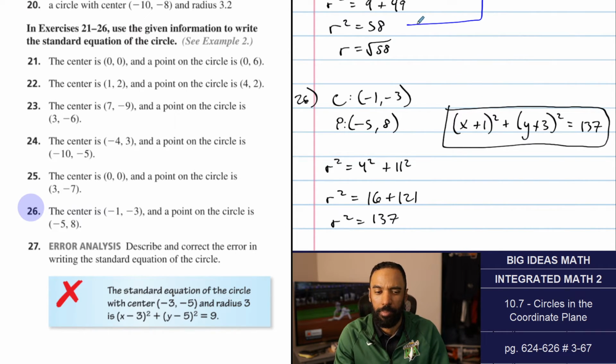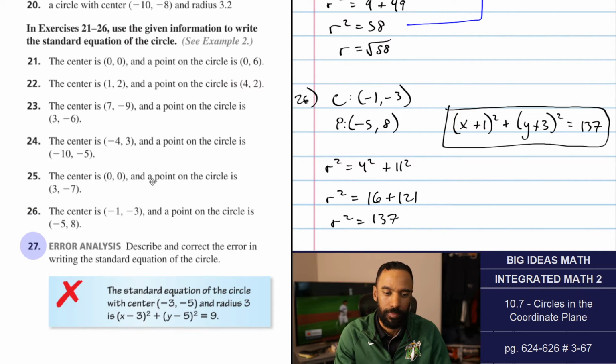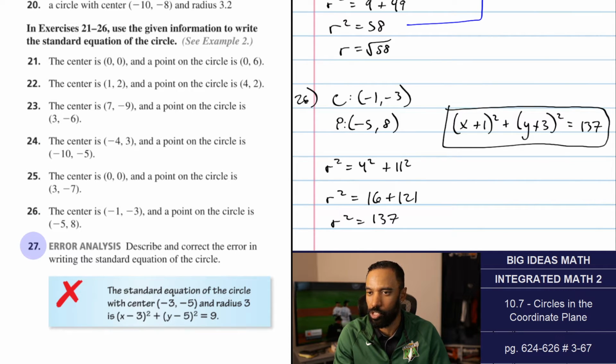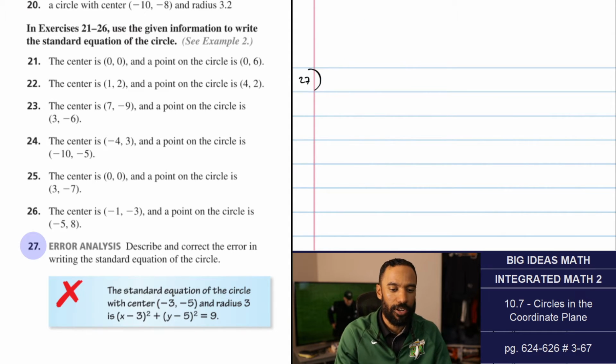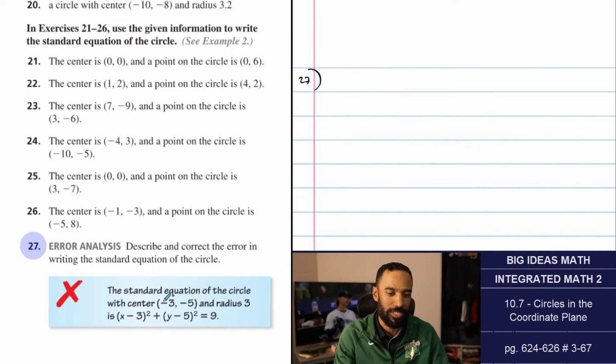37. I think that might be a prime number as well. Okay, number 27. Describe and correct the error in writing the standard equation of the circle. I'm guessing they didn't square their r value. Let's see. Or they didn't flip a sign. 27. So the standard equation of the circle of -3. Oh, yeah, they didn't flip the signs.